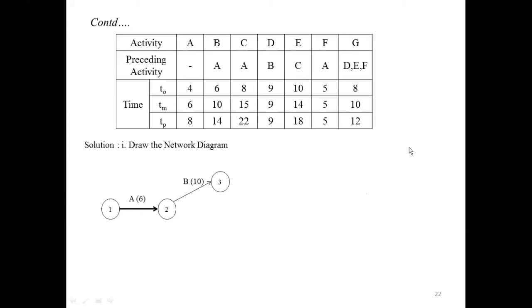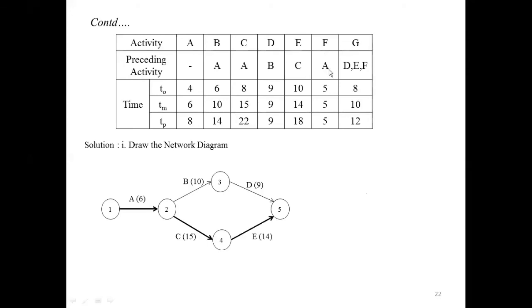Similarly, if you construct the network drawing for the given data, for activity C you have to represent it in front of A. Then for D, you have to write in front of B. And activity E, you have to write in front of C.